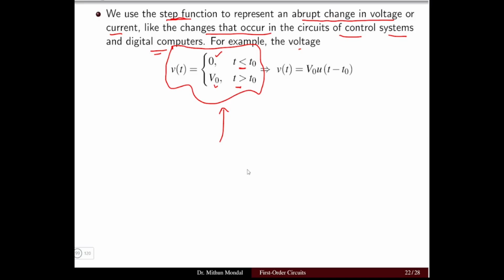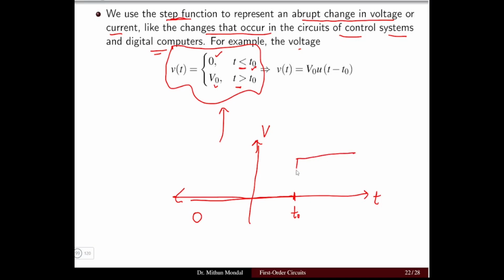So can we draw that graph? Then what is the graph? This is my time axis. This is my voltage axis. Then for time t less than t naught, obviously there is some delay here, t naught. So before that the voltage magnitude is 0. From t greater than t naught, the voltage magnitude is V naught. So here the voltage magnitude is V naught.